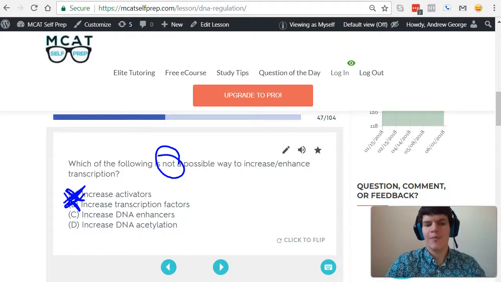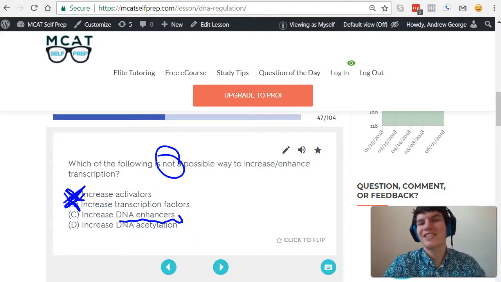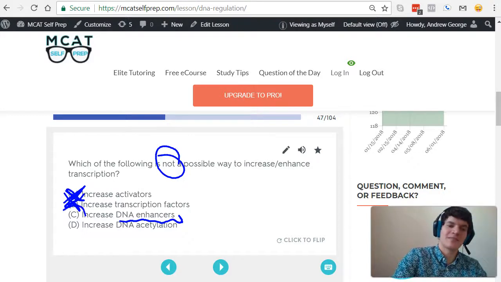Answer choice C, however, we're talking about a segment of DNA. Remember, enhancers are segments of DNA. Is it possible to increase the amount of DNA? It is not a possibility. Therefore, answer choice C is the correct answer.